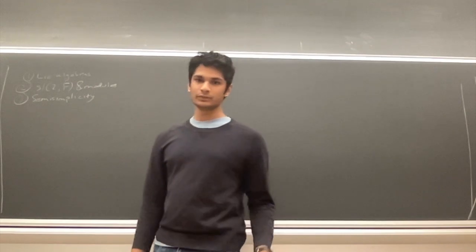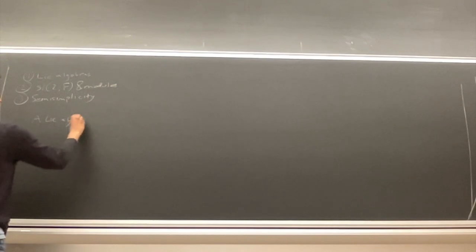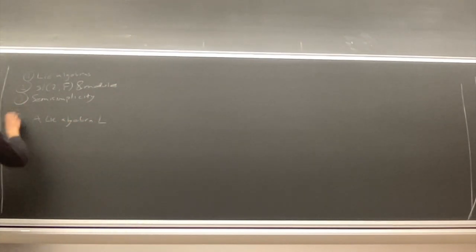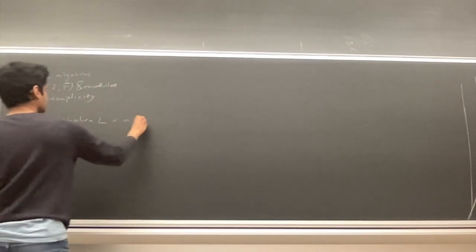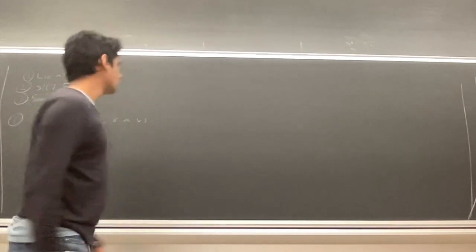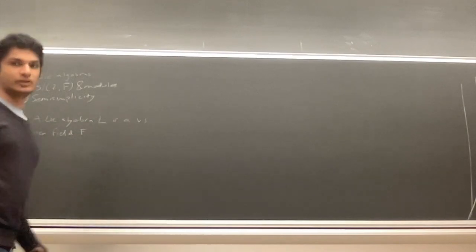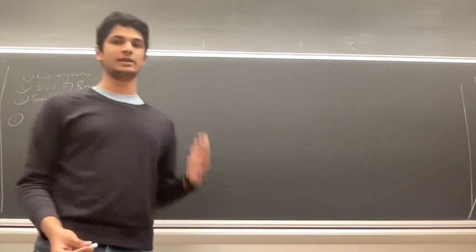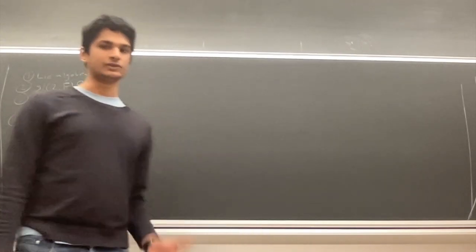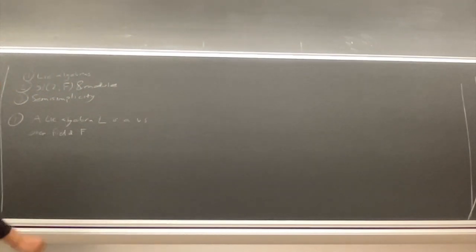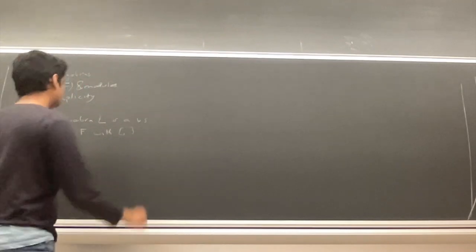What is a Lie algebra? Well, a Lie algebra L is defined to be a vector space over some field, and for purposes of this talk, the field is assumed to be algebraically closed and characteristic 0, so we might as well assume F is C. So it's a vector space over a field with this Lie bracket operator.